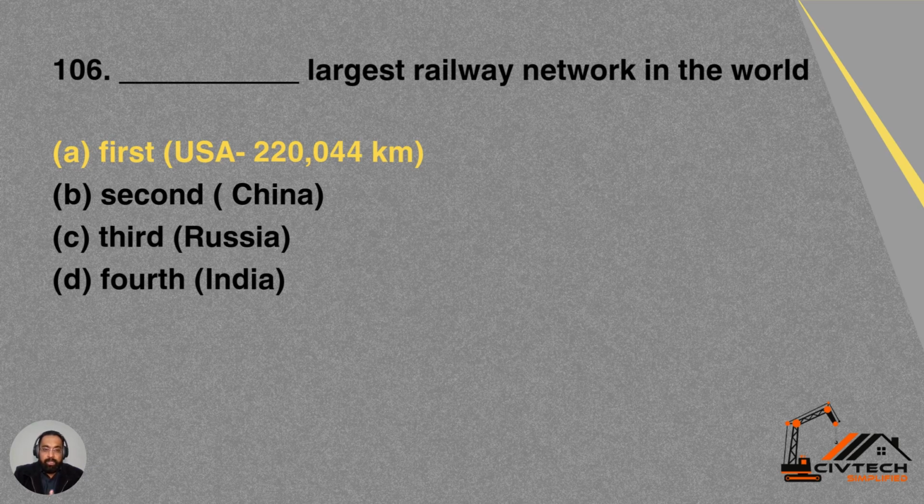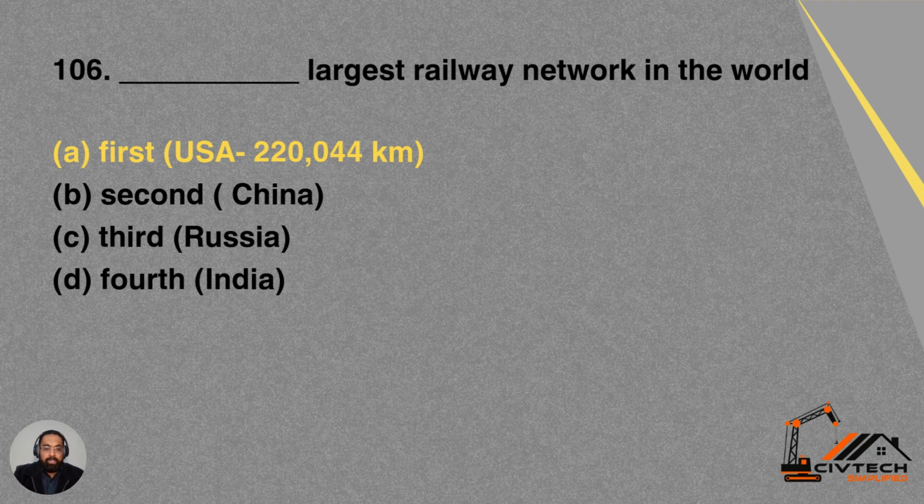The first and largest railway network is in the USA, covering 220,044 kilometers. Secondly, it's China, which has the second largest railway network, and the third one is Russia, which has the third largest railway network, and the fourth one is India. So India is the fourth largest railway network country in the world.